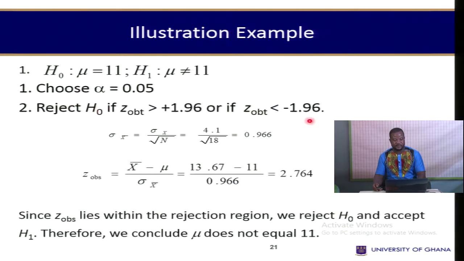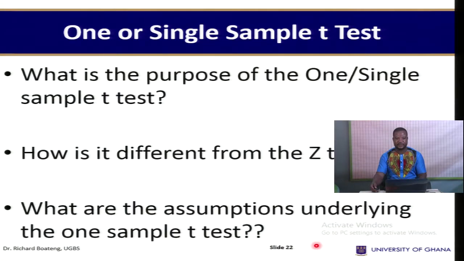As you can see, our decision rule here, the 2.76 is greater than positive 1.96. So clearly our decision will be here that we should reject our H0. So that means that the population mean is not equal to 11. So since our z observed lies within the rejection region, we reject H0 and accept our H1. And so we conclude that the population mean does not equal 11. In other words, the population mean is greater than 11, as we can see here, is greater than the 11 that we have over here.